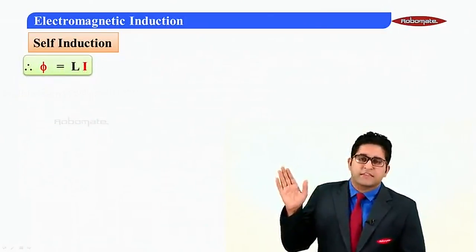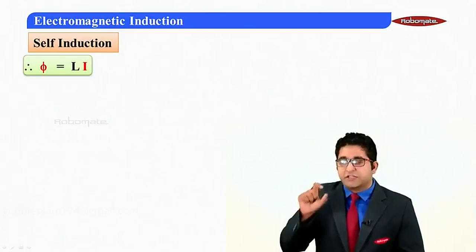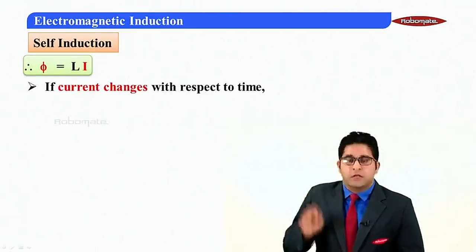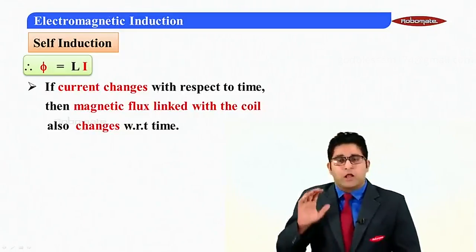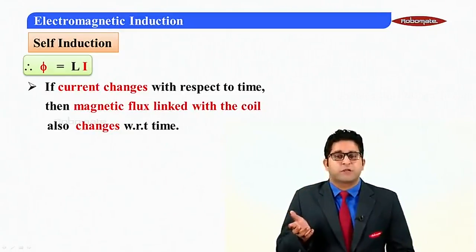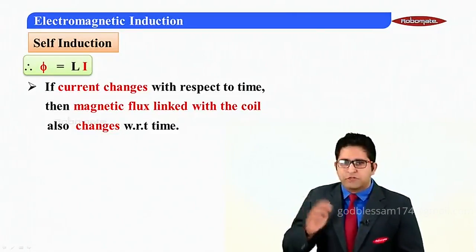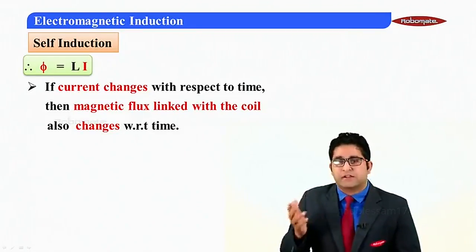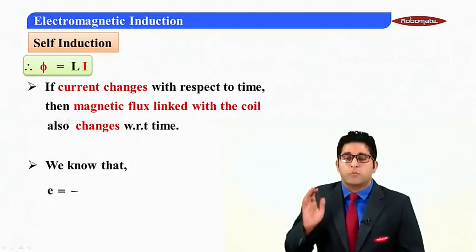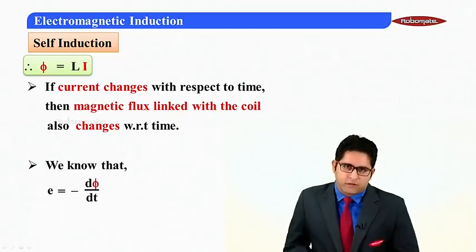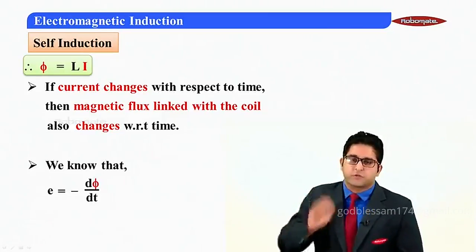Now over here I can say there is a relation between phi and I. If I, that is current, is changing with respect to time, then because of this change in current, the value of flux will also change. Again, as flux is changing with respect to time, an EMF will get induced in the coil, and we know the relation for the induced EMF and the rate of change of flux. What is the relation? We know that E is equal to minus d phi by dt. Phi is flux and it is changing with respect to time.